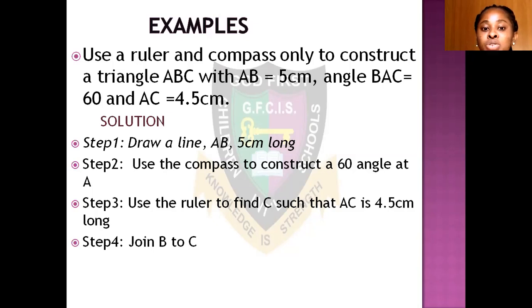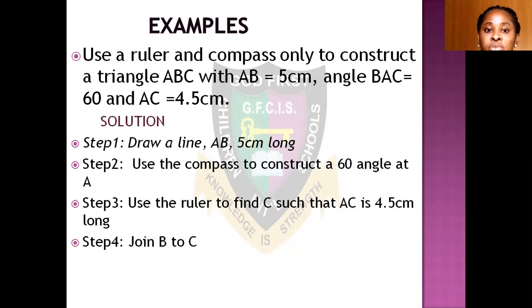Step three, use the ruler to find C, such that your AC is 4.5 centimeters long. Use your ruler to find C, such that your AC is 4.5 centimeters long. Step four, join B to C.